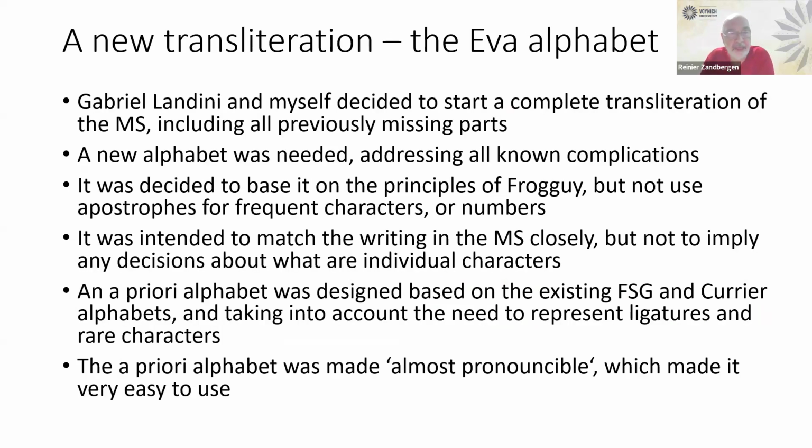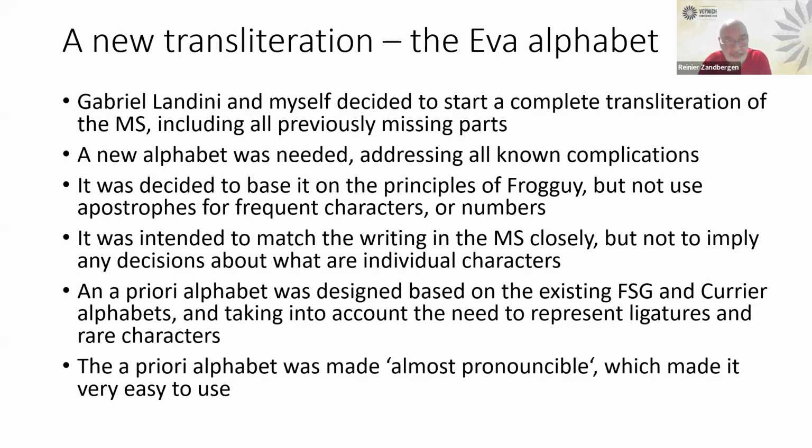So in the 1990s, Gabriel Landini and myself decided to make a new complete transliteration of the entire manuscript, including all previously missing parts. For this, we knew that we needed a new alphabet to address all the known complications that were mentioned before. So we decided that we wanted to use the principles of Froggy, that is, put things into components, but we did not want to use apostrophes too much, and we did not want to use numbers. We also wanted to match the writing in the manuscript closely, and also decided that we did not want to decide what are individual characters and what are not, because we simply do not know this. We want to represent the shapes in the handwriting by characters in a readable text.